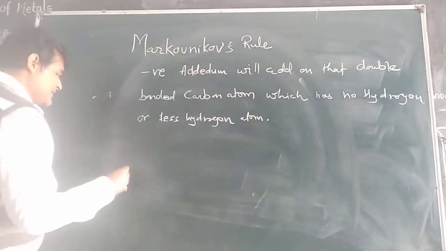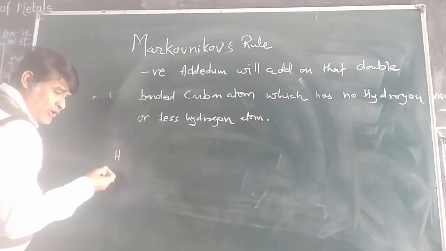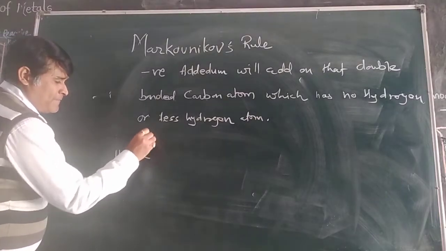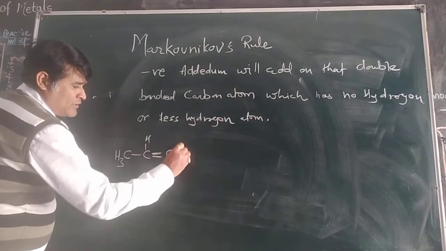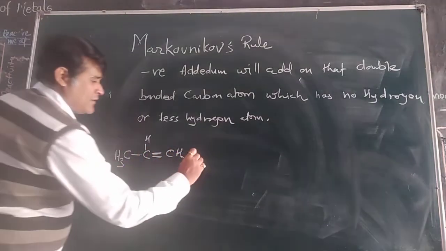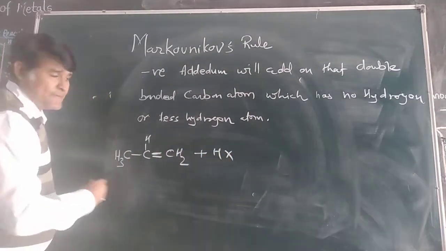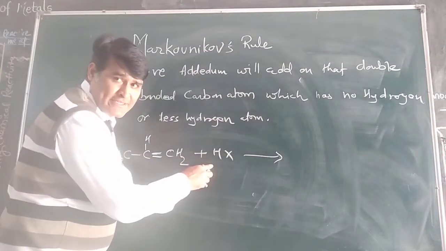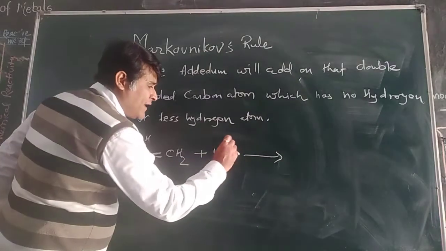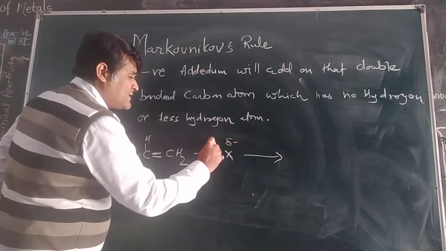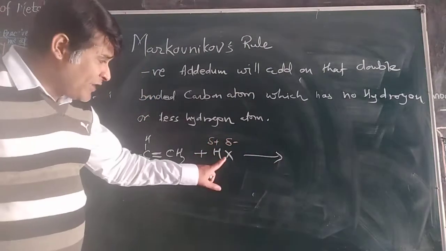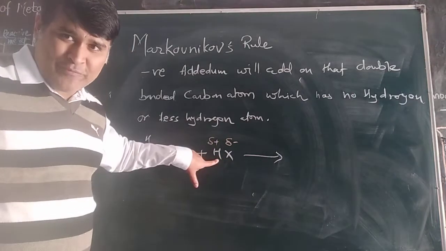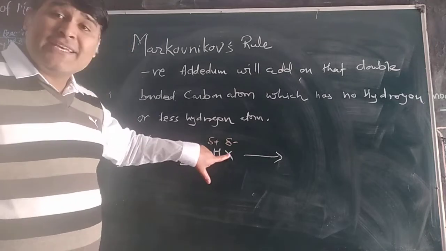Okay. In my last video I also explained the same example I am taking: CH3-CH double bond CH2, propene, plus HX. Now carefully observe H and X here. X is an electronegative element, H is an electropositive element. HX is going to be added, that's why it is the addendum. Got it? So here X is the negative part.